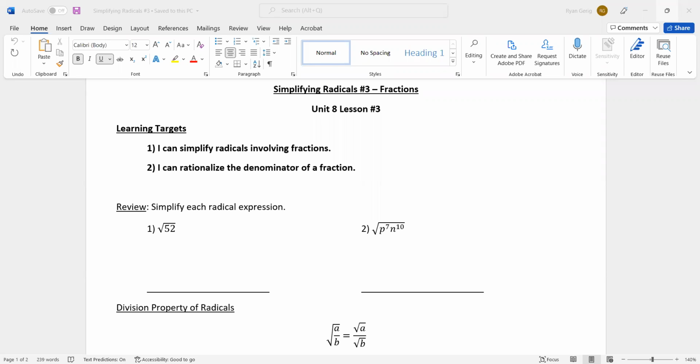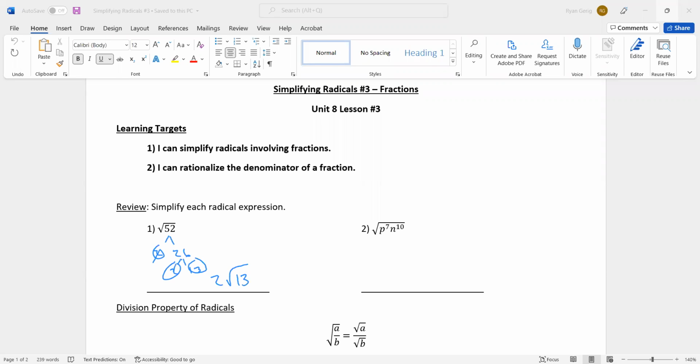Square root of 52. How do we figure that out? You should know this by now. 2 and 26. 2 and 13. 13's prime, 2's prime. Pair of 2's, that's 2 radical 13.